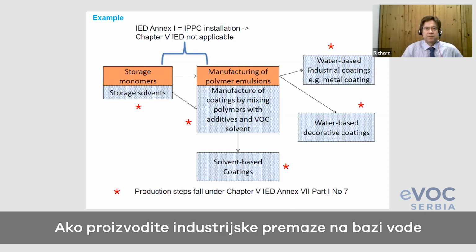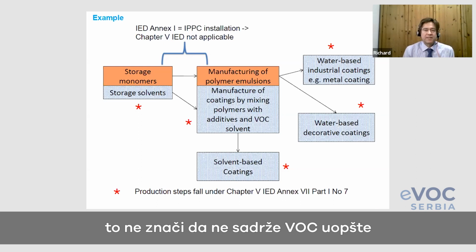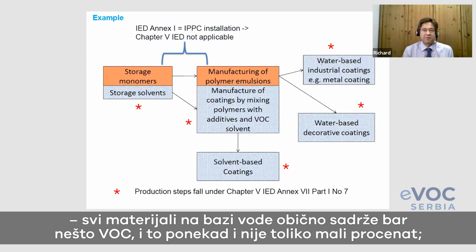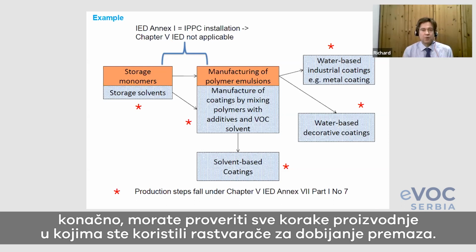For example, if you do water-based industrial coating, that's especially important for those who are not so familiar: water-based doesn't mean there's zero VOC. All water-based materials normally include a certain percentage of VOC. Sometimes those percentages are not so low. So finally, you have to check all those manufacturing steps where you have put solvents, VOC, for the coating manufacture.